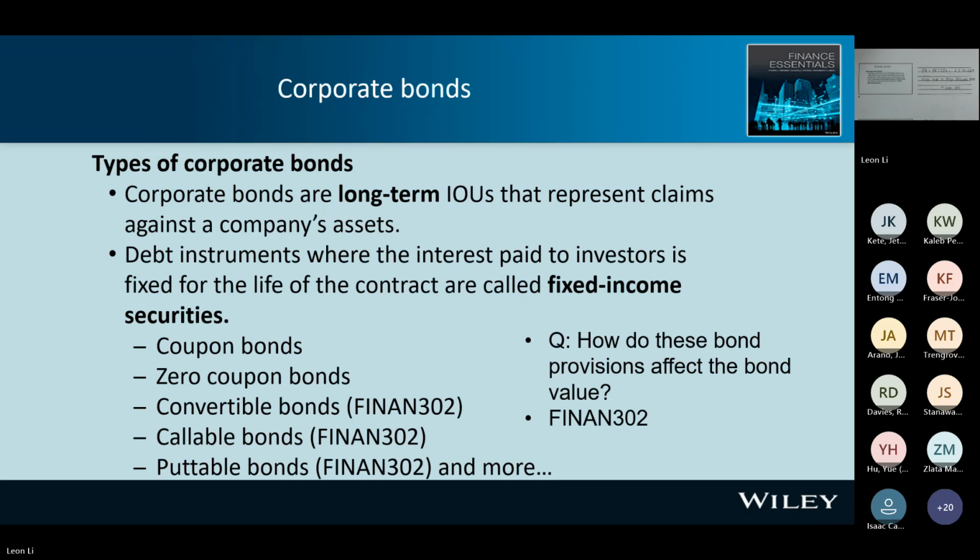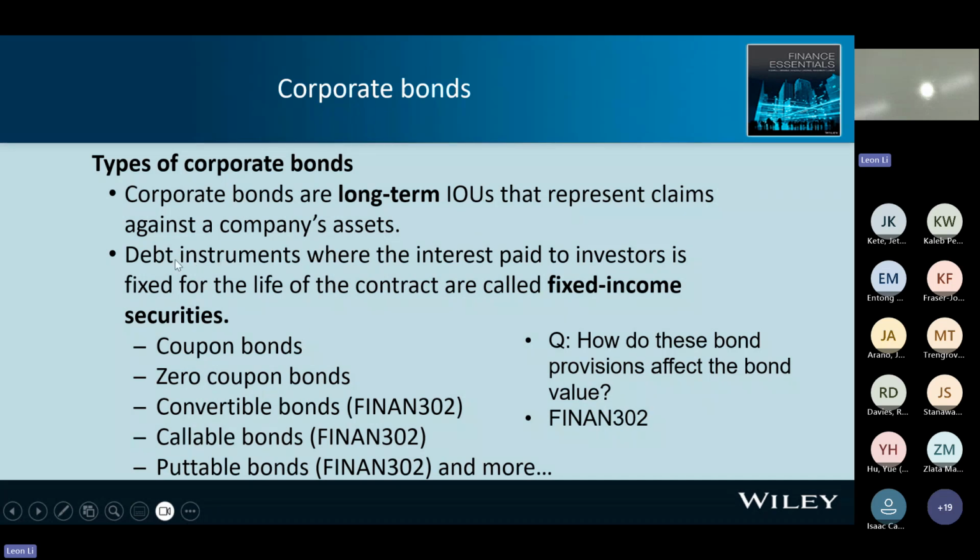Next, we discuss corporate bond. Right. So we have government bond. For government bond, we have long-term, short-term, central government, local government. Next, we have corporate bond. So corporate bond means the bond is issued by the company, right? So corporate bonds are long-term IOU, right? The debt that represents the claim against the company's asset.